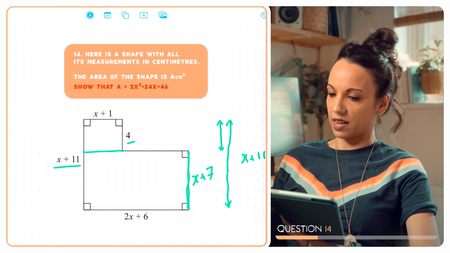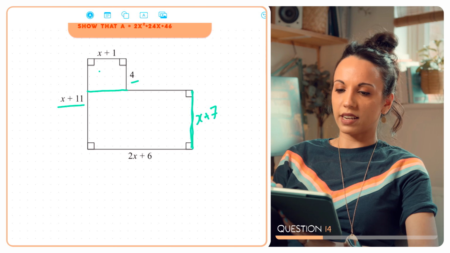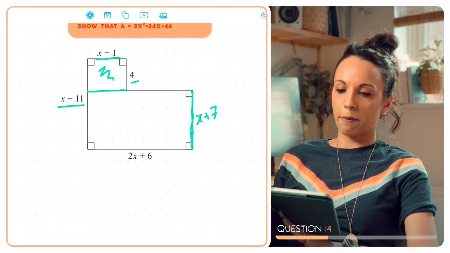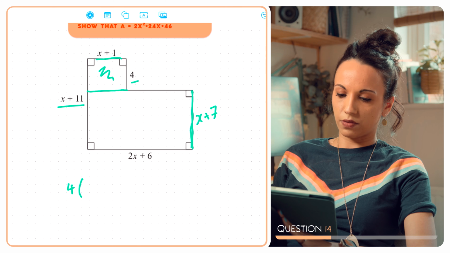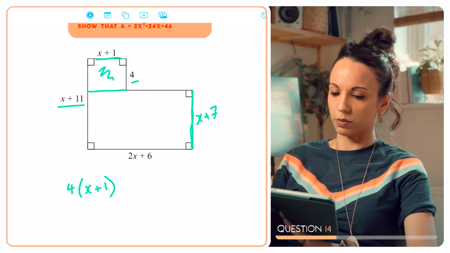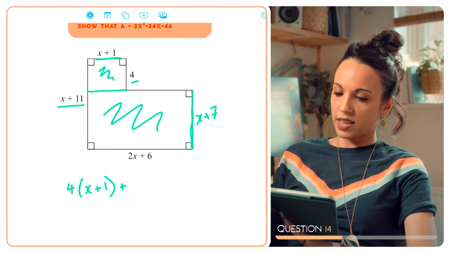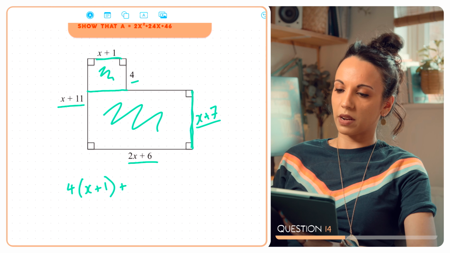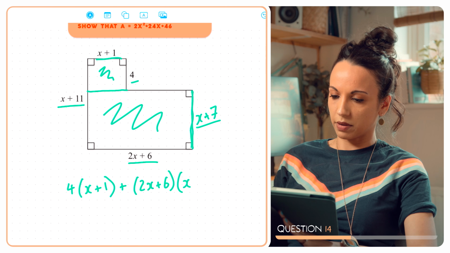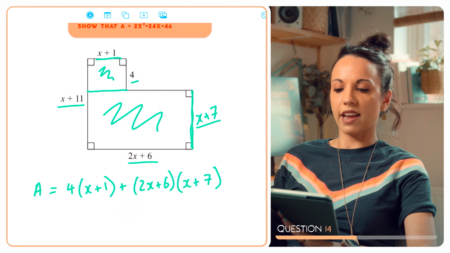So now we've got that missing side. We can set about working out the areas of the rectangles. Okie dokie. So the first rectangle, this one at the top here, is going to be given by length times width. So that's going to be x plus 1 multiplied by 4. So let's write that as 4 times x plus 1 in brackets to make sure that everything in that expression gets multiplied by the 4. And then we need to add on the area of this rectangle, which is going to be 2x plus 6 multiplied by x plus 7. So again, let's put those in brackets because we need every term to be multiplied. Okay, so this is going to be equal to our area.